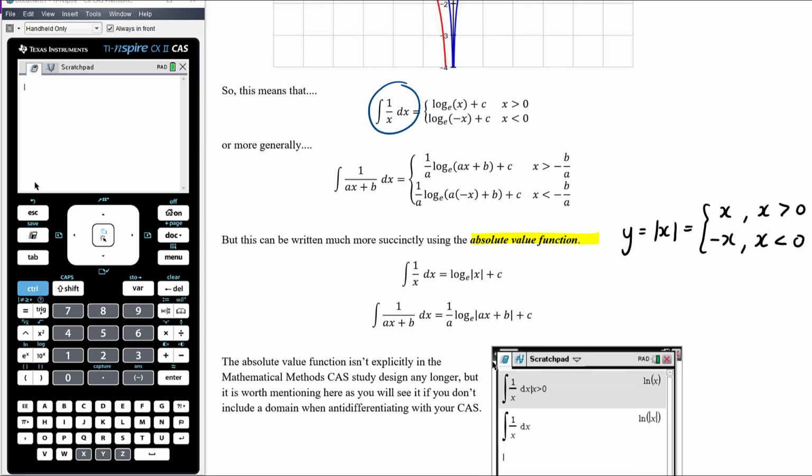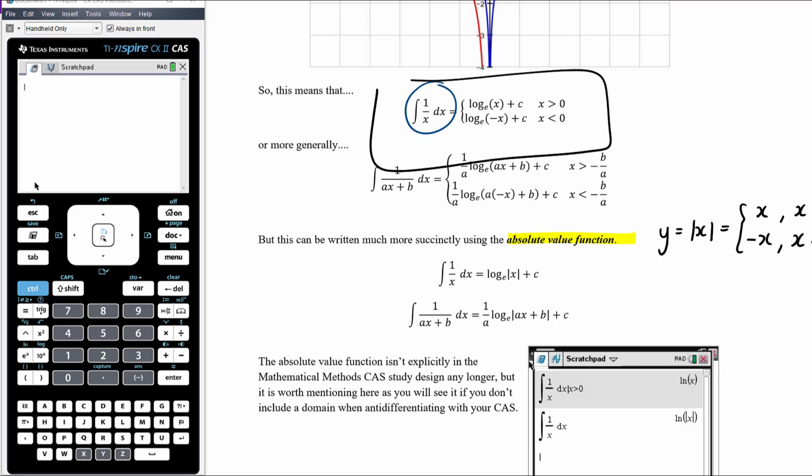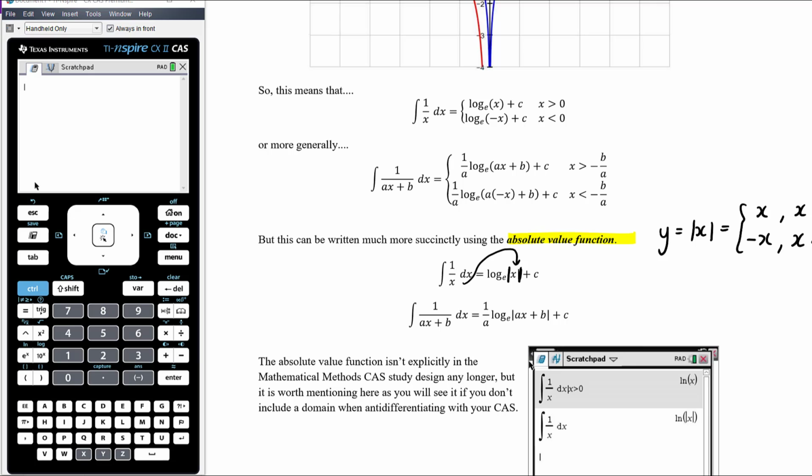Okay, so a simpler way to write this, and we would never write this, is to use the absolute value function. So the antiderivative of 1 on x with respect to x is actually log e of the absolute value of x. And that then means that we don't need a domain restriction, because if you put a negative value into the absolute value, it makes it positive. Okay, so 1 on x is defined, for example, when x equals negative 3. Log e of the absolute value of x is also defined when x equals negative 3, because the absolute value of negative 3 is positive 3. Okay, so I don't want you to worry too much. You don't need to have an understanding of absolute value.